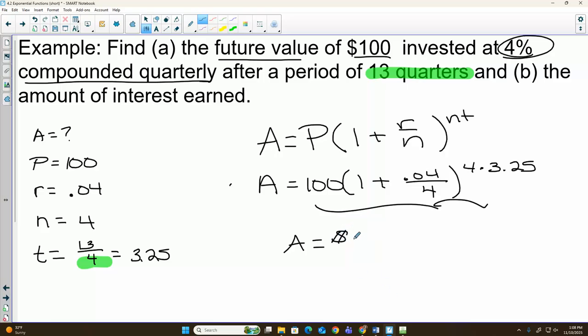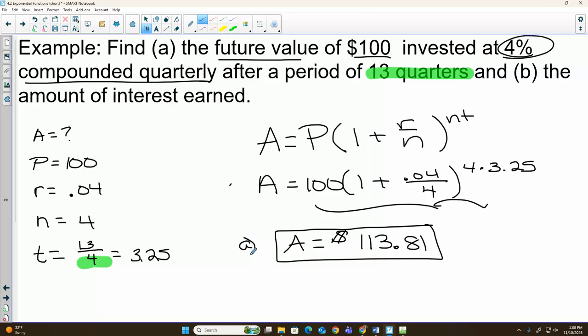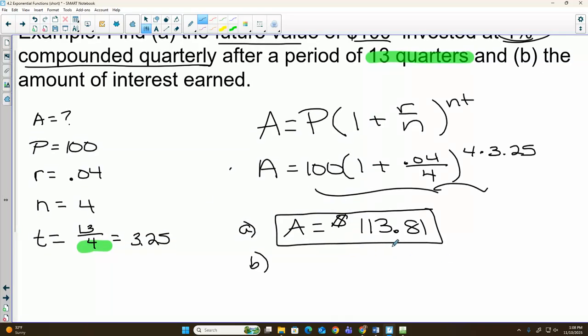A is an ending amount. It would be a dollar amount, so we do 2 decimal places here. And what did we get? All right, that's what part A asks for, the future value. Part B is the amount of interest we've earned. How do I find out how much interest? This is how much I ended with. How much did we start with? So you just take your ending amount minus your starting amount, and we get that we were paid $13.81 in interest.